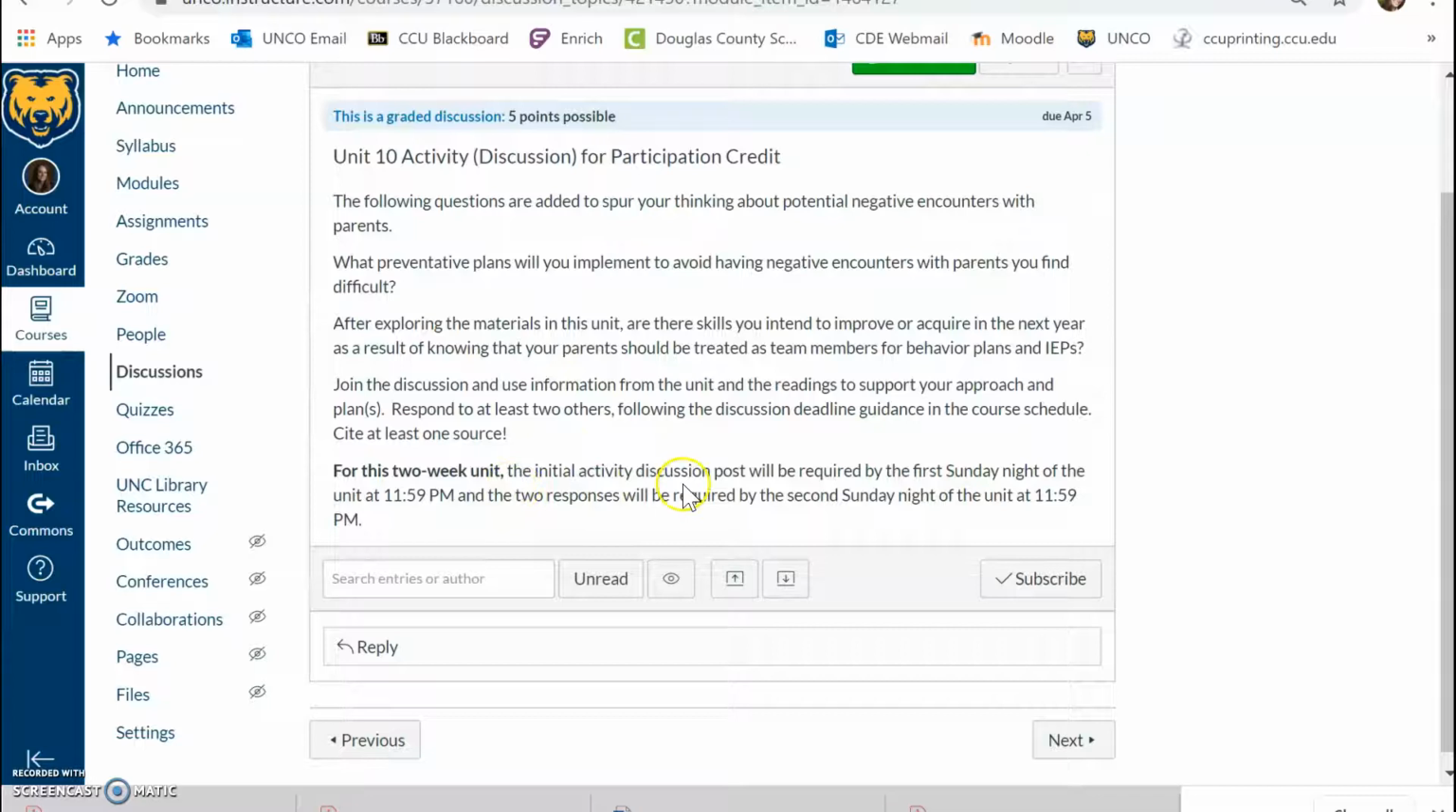And again, the first post, the initial response with source citation, will be due on the first Sunday of the unit, after we've been working for a week on the content, and that is at 11:59 p.m. A minimum of 2 responses are due by the final Sunday, so right at the end of the unit, the last day, at 11:59 p.m.